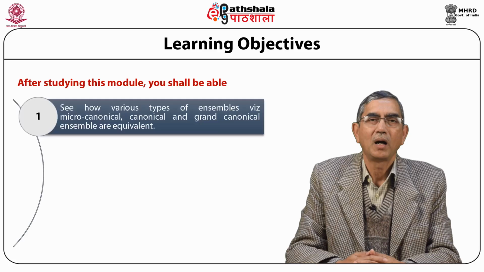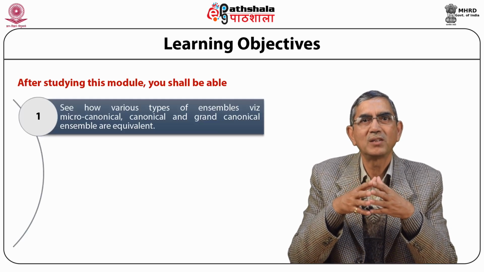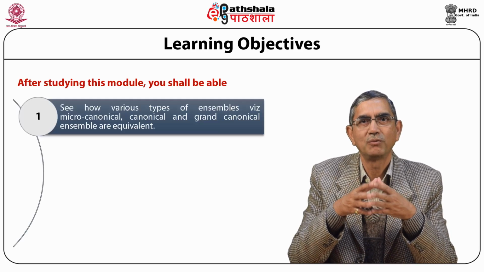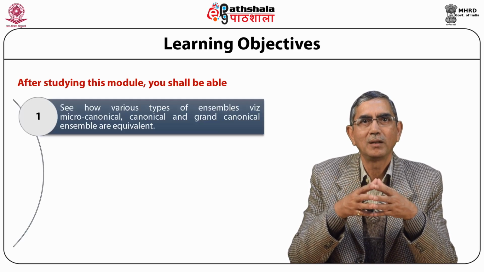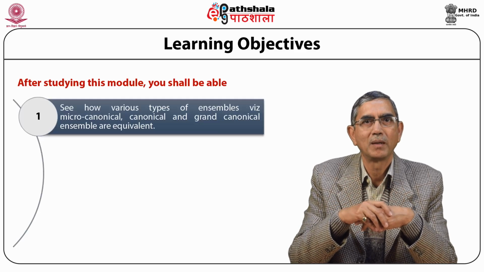Today we are going to discuss a module, Ensemble Theory, Classical Part 7, Equivalence of Ensembles and Fluctuations, under the paper Statistical Mechanics. After studying this module, you shall be able to see how various types of ensembles, which are microcanonical, canonical, and grand canonical ensemble, are equivalent.